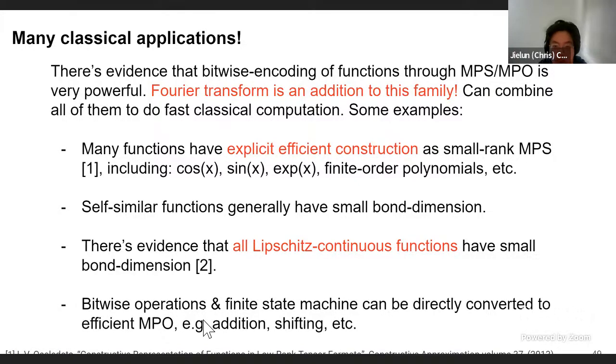For bitwise operations and finite state machines, we can also directly convert them into efficient MPOs. For example, addition, just a ripple carry adder, and also some shifting operations. We can directly write out the elements for each local tensor in the MPO.